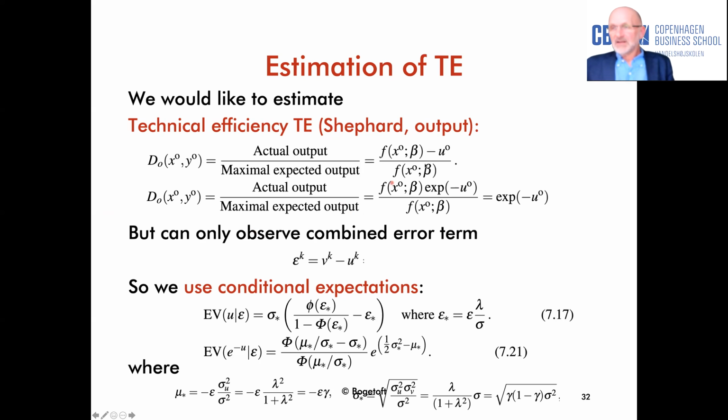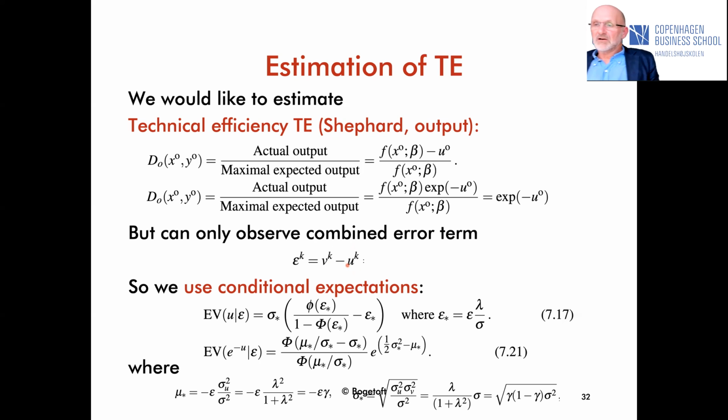But as I said, it is complicated because we never observe the U terms. We observe the functional form, and then we have observed the actual points. And what we can observe is this composite error term, the noise minus the inefficiency. So the question is, how can we now guess what the inefficiency is for a given firm? We can never observe it. We can only observe the combination of inefficiency and noise for a given firm.